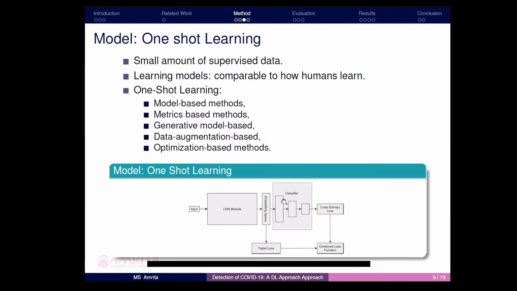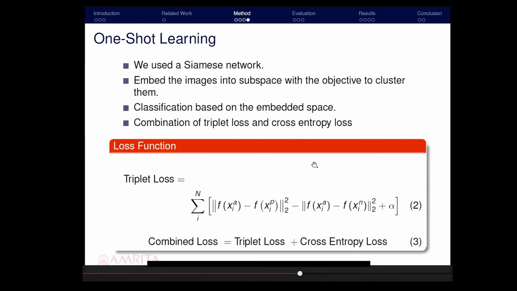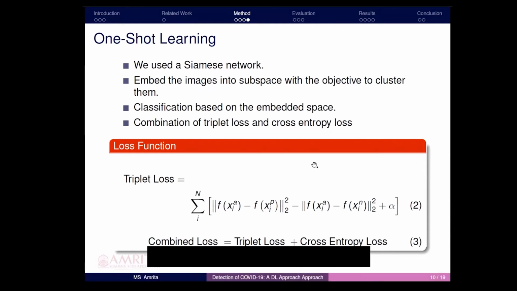Schematic of the model is shown in this figure. We used a Siamese network in combination with a classifier at the end of it. The Siamese part of the network tried to embed the images in such a way as to maximize the distance between samples of different classes and minimize the distance between samples of the same class. After embedding the image into a latent space, we try to classify the image based on this embedded vector by passing it through some linear layers and softmax at the end of it.